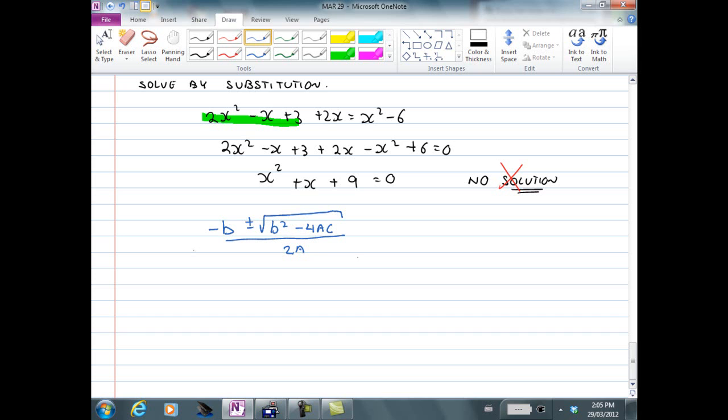So I'm going to use the quadratic formula. Some of you say, what the heck is ABC? ABC is really the coefficients. There's an A, a B, and that's your C value. So sub it in. Negative 1 plus minus the square root of 1 minus 4 times 1 times 9, over 2. Figure out what goes inside the square root. Minus 35. What's the square root of negative 35? No solution. So in this case, you have no solution.